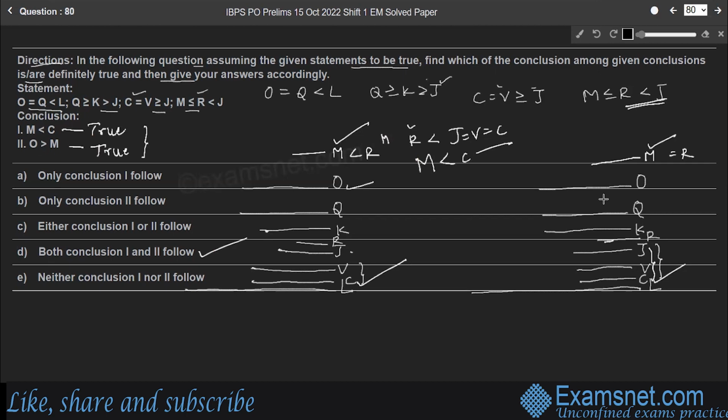Right? Whereas second conclusion in case 2, O greater than M. Line O and M. Yes, O is greater than M. Therefore, both the conclusions are true. Hence, option D is the right answer.